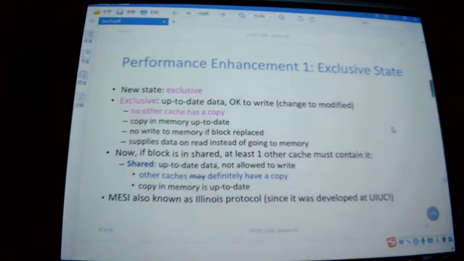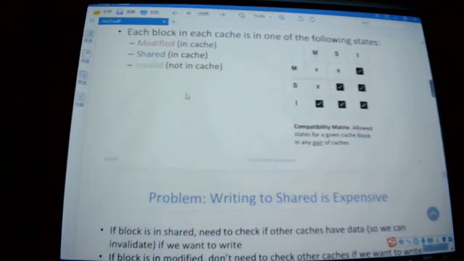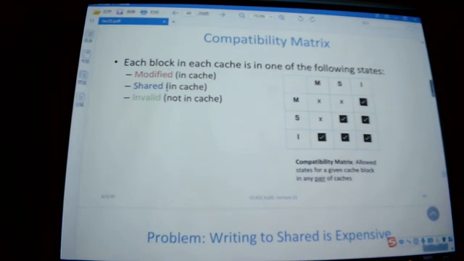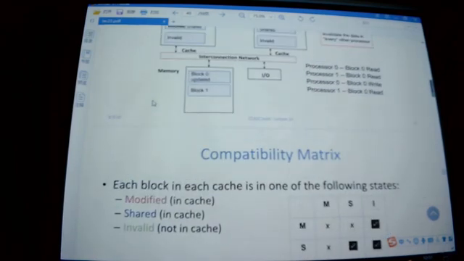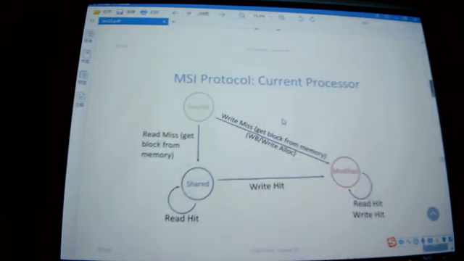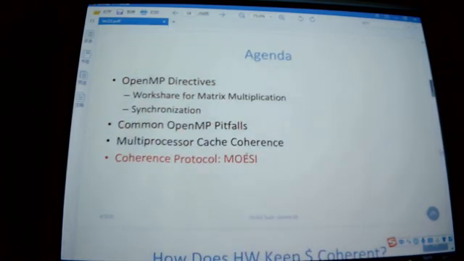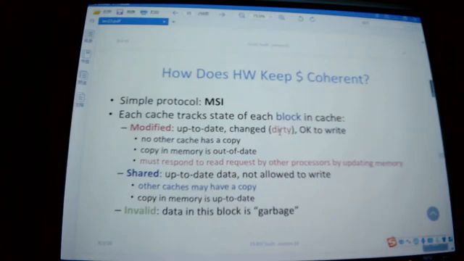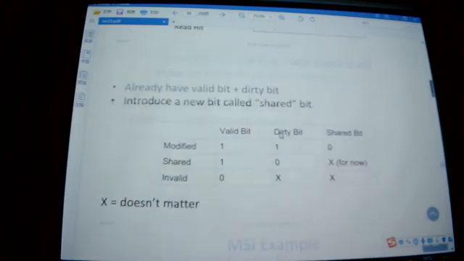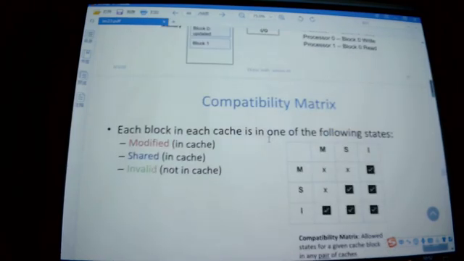Okay, this is the performance enhancement solution. Solution 1 is the exclusive state. We can add a new state. In the former, we had three states, MSI. But you can see the name is MOESI. So we can see that an E and an O are added in the revised protocol.